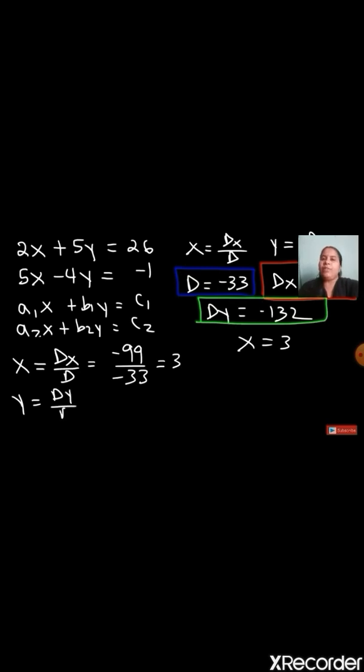y is equal to dy upon d. So that is minus 132 upon minus 33. Again, minus minus gets cancelled. y is equal to 4. Solution is 3, 4.